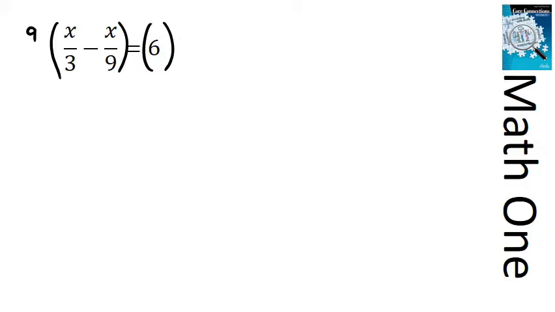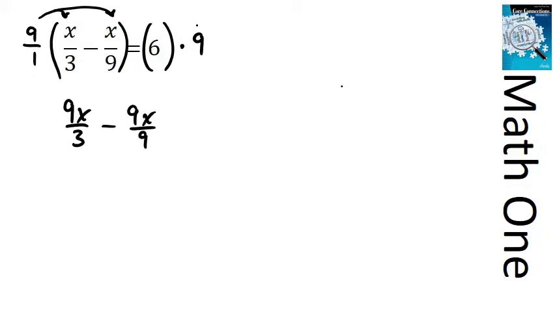It's often convenient to write that as 9 over 1, especially if you've got fractions you're multiplying it with. 9 over 1 is the number 9. And on the other side, we're just going to multiply it by 9, which is still 9 over 1. As I distribute this 9 to the two terms inside of these parentheses, in the first case, I'm left with 9x over 3 minus 9x over 9. And on the other side, when I multiply 6 times 9, I get 54.